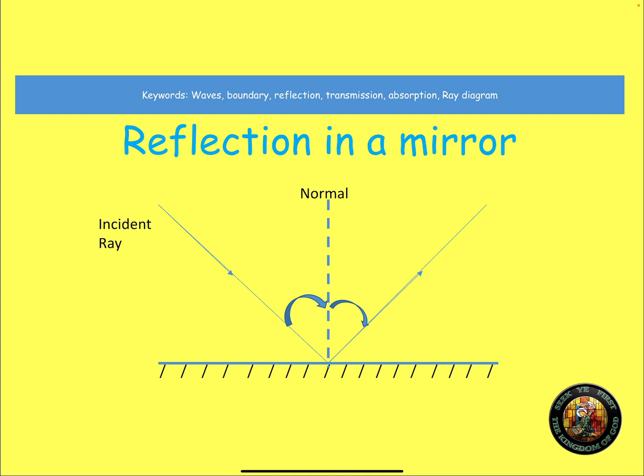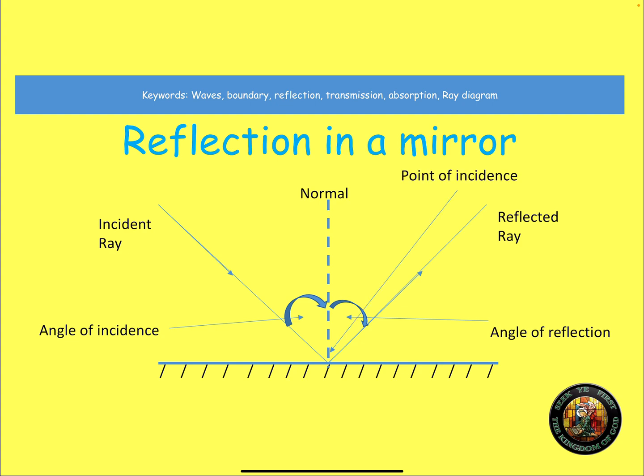this is a diagram you'll be expected to draw. You can see the dotted line, which is perpendicular to the mirror. That dotted line is called a normal. You can see the ray entering is called an incident ray, and the ray leaving is called a reflected ray. And you can see the angle of incidence, and you can see the angle of reflection, and that's the point of incidence. You will be expected to draw that.